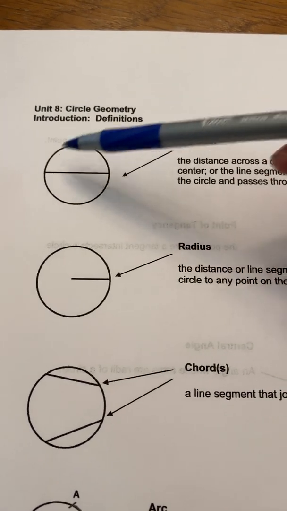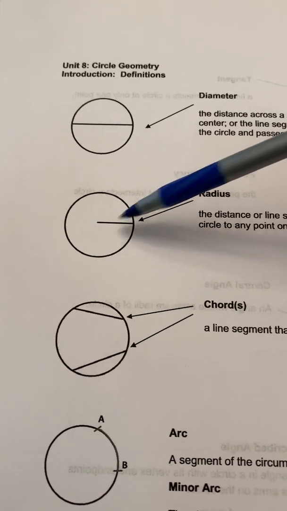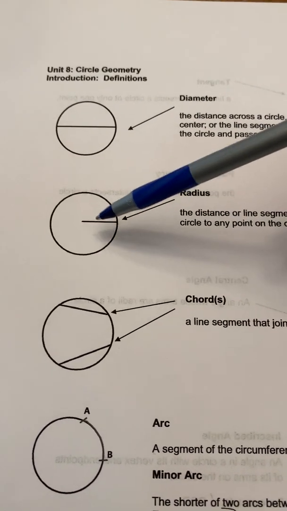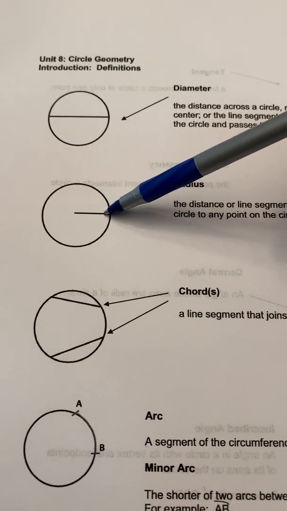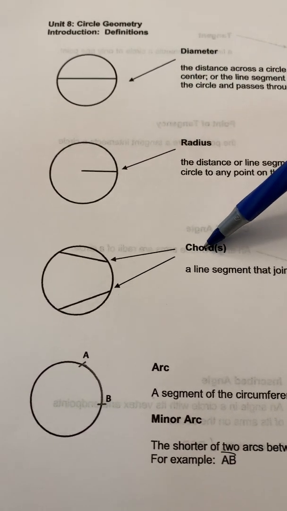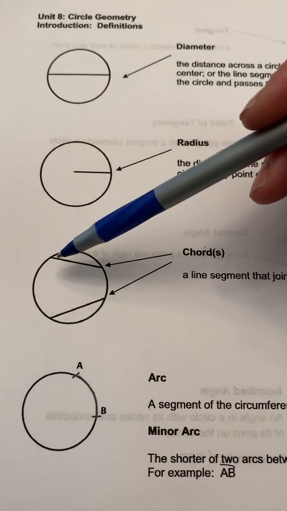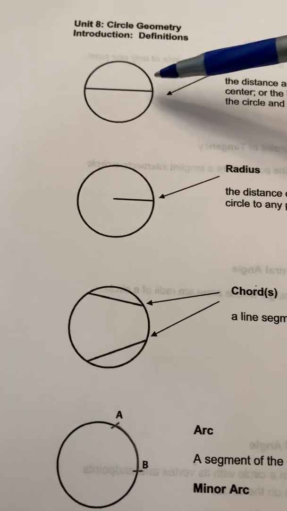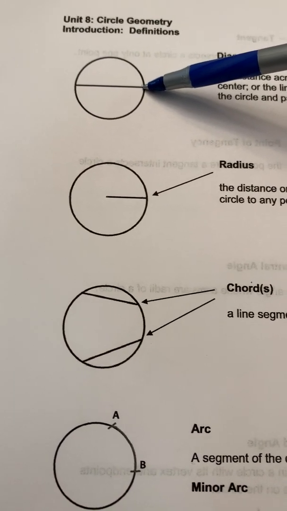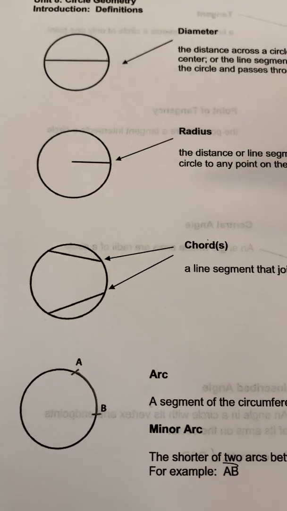Okay, and then we move on to the radius, which is half the distance of the diameter. From the center of the circle to any point on the circle will be the radius. So this might be a new word, which is chords, a line segment that joins 2 points on a circle. So it doesn't have to be a special one, but just for trivia's sake, the diameter is actually the longest chord that we can find in a circle.